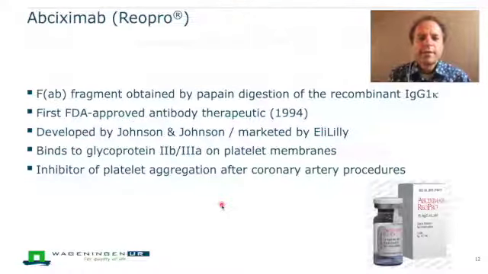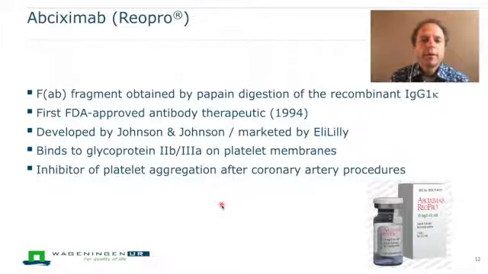Now, I just mentioned that enzymes are mostly used for analytical applications. However, there is in fact one marketed drug that is prepared by papain digestion of an IgG1. This drug is called ReoPro. That's the trade name, and the generic name is abciximab. So this is the first FDA-approved antibody therapeutic. It was approved in 1994 and was developed by Johnson & Johnson and is now marketed by Eli Lilly.